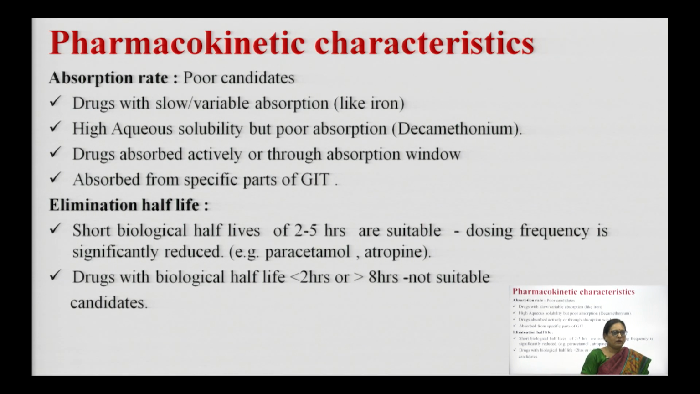Example is iron. Another property, the drugs with high aqueous solubility but with poor absorption rates. See, the aqueous solubility of the drug is high in this case, but it has got poor absorption. The probable cause could be the partition coefficient of the drug, low partition coefficient of the drug. Such drug candidates are also not suitable for formulating as controlled drug delivery systems, and this is exemplified by decamethonium.